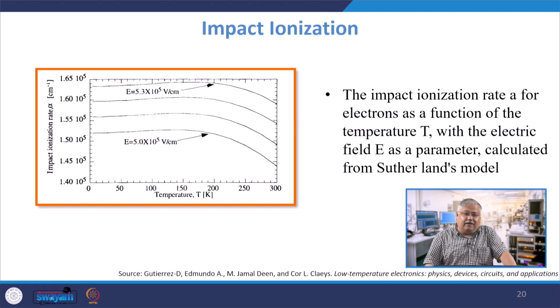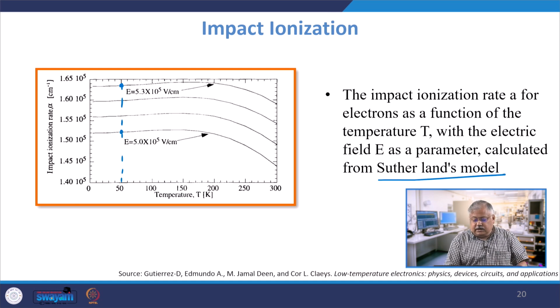Then we plot alpha versus temperature, which is the impact ionization factor with respect to temperature. As you can see, for lower values of temperature, the impact ionization rate is almost constant, it does not change. But as you move to higher temperature, the alpha value starts to fall down, and this we have discussed in the previous case. Further, for a fixed value of temperature, as the electric field increases, the impact ionization factor also becomes larger and larger. This is referred to as the Sutherland model in impact ionization, right.